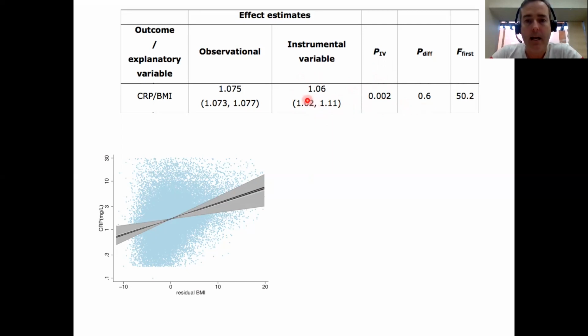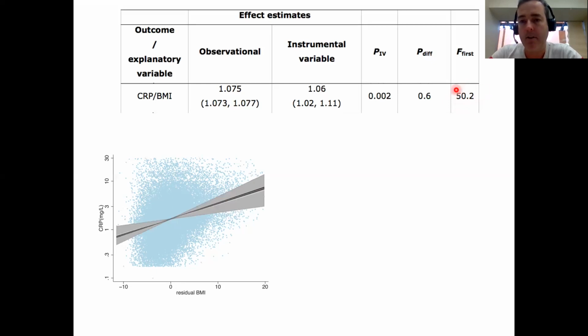And we can do a test of whether the two regression coefficients are significantly different from each other. So is the IV estimate different from the observational ordinary least squares estimate? That's telling us no, it's not. And finally, this last column is what's called the first stage F statistic. This is just the F statistic from the regression of BMI on the SNP that's proxying BMI, so FTO in this case. And that's telling us that there is a strong association between the two.